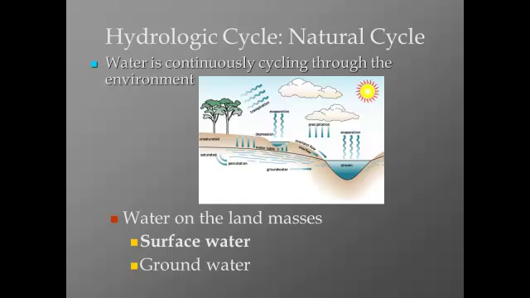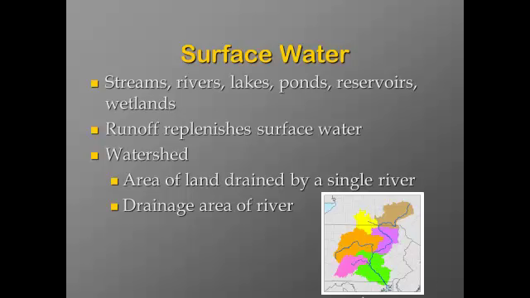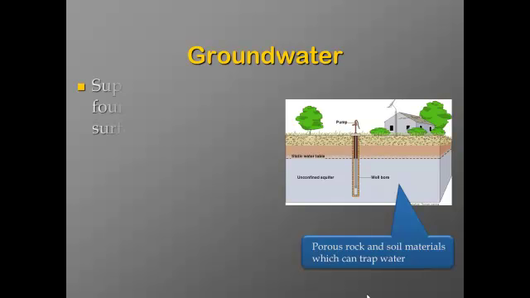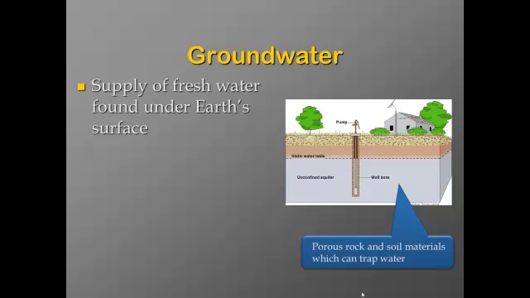So we have this continuous cycle of water from water surfaces evaporating into the ocean, condensing, and falling back to the Earth's surface. Surface water is that water that's found in streams, lakes, rivers, etc. Runoff is the major way by which surface water is replenished. Watersheds are those large geographic areas of land drained by a network of rivers and streams. Groundwater is that water that's found beneath the Earth's surface.